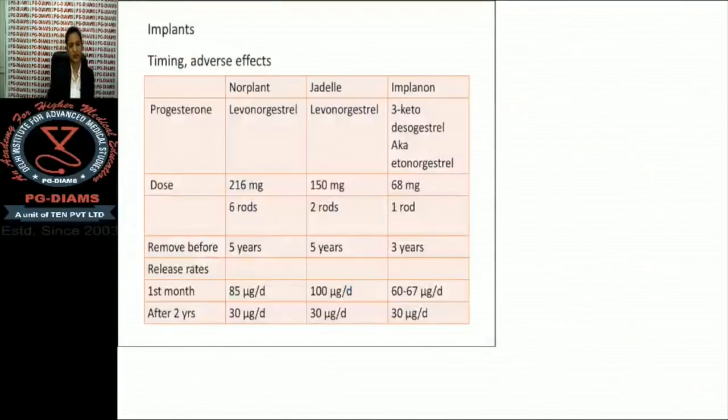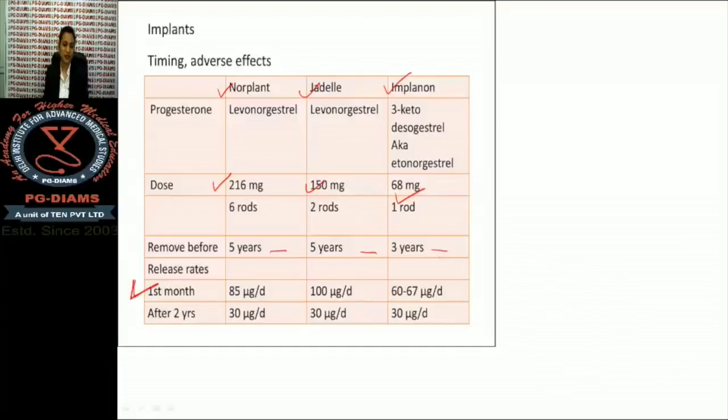Now coming to progesterone implants, you have 3 kinds of implants which are there in the books. Norplant, Jadelle and Implanon. Norplant and Jadelle contain levonorgestrel, while Implanon contains 3-ketodesogestrel, which is also called etonorgestrel. The dosage is 216 mg, 150 mg and 68 mg. What is important here is they are used for 5 years and 3 years.